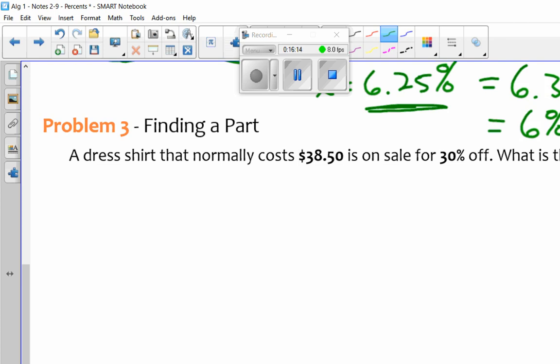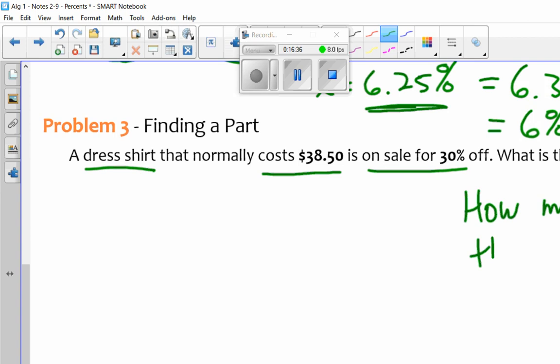Say a dress shirt costs $38.50, and it's on sale for 30% off. They're asking what is the sale price. Well, I'm actually going to add another question too: how much is the discount? Because we actually do that on a test or a quiz. So if you could write that stuff down, I appreciate that. And since I'm asking you 2 questions, we have to actually do 2 different things.